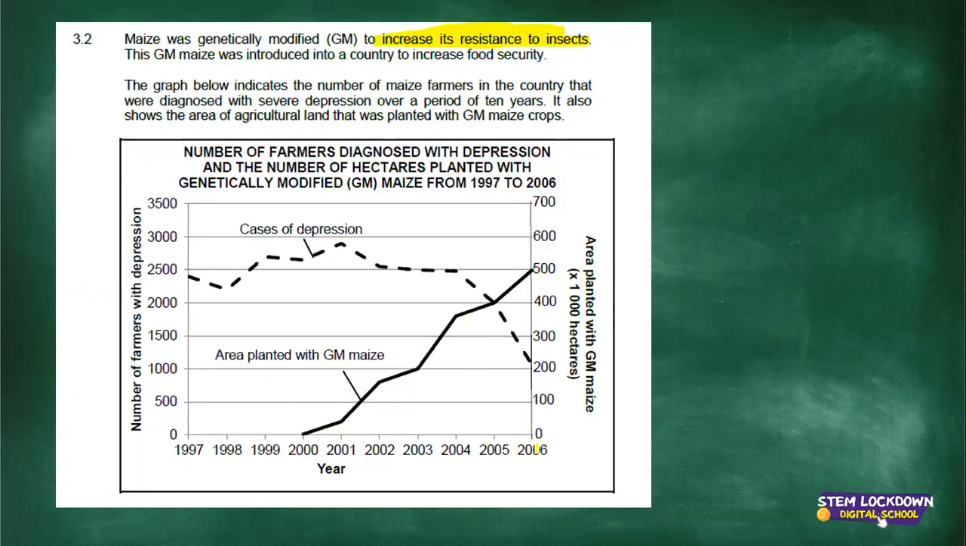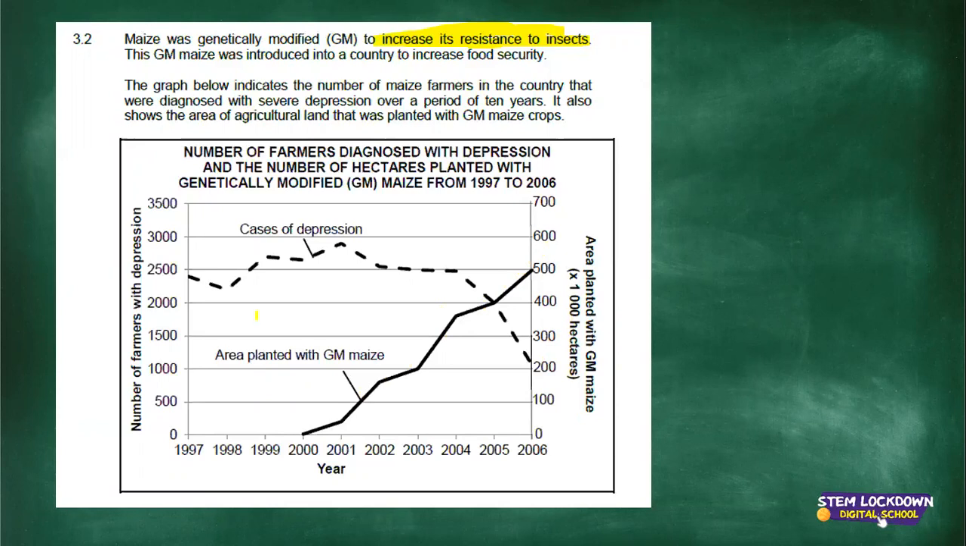As you can see, in 2000, there was like 0, then it increased. In 2006, you have 500. It's 500 times 1,000, so it's like 500,000 hectares which are planted with GM maize, because it's that 500 times 1,000, right? Are you following? Because that's what is written there. So it's 500,000 hectares now that are planted with GM maize. So it shows you the increase over here.